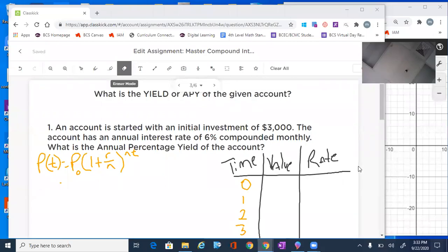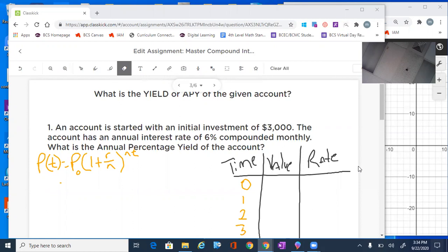All right, we're going to dive a little bit deeper into compound interest. And what we're going to do is find the yield, or the APY, annual percentage yield, of a given account. The annual percentage yield is different from the annual percentage rate, because the rate is getting compounded monthly or daily or weekly or quarterly. As a result, it gives you a touch more interest than if you just get interest one time per year. So we're going to set up a table and find the rate.